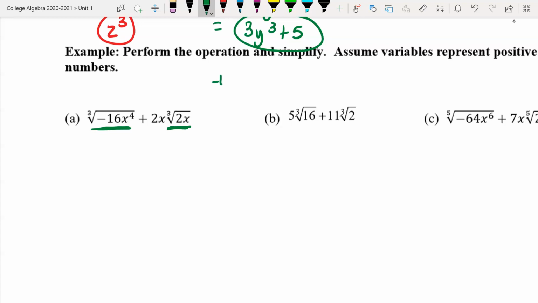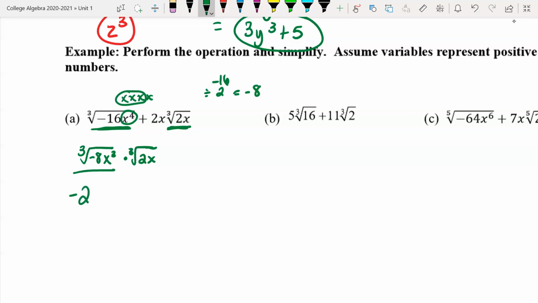So negative 16 divided by 2 is going to be negative 8. So I could do the cubed root of negative 8. Think about how many x's I can pull out of here. There's 4 x's. I want 3 of them, so I make one group. And then what I have left over is that cubed root of 2x. So if I simplify this, the cubed root of negative 8 is negative 2. The cubed root of x to the third is just 1x. I have cubed root of 2x.